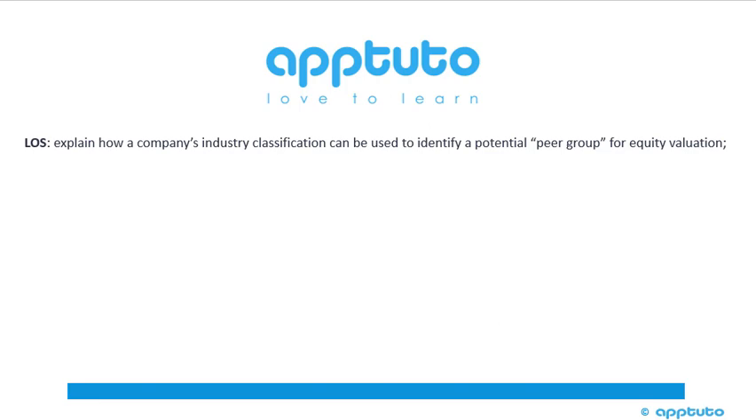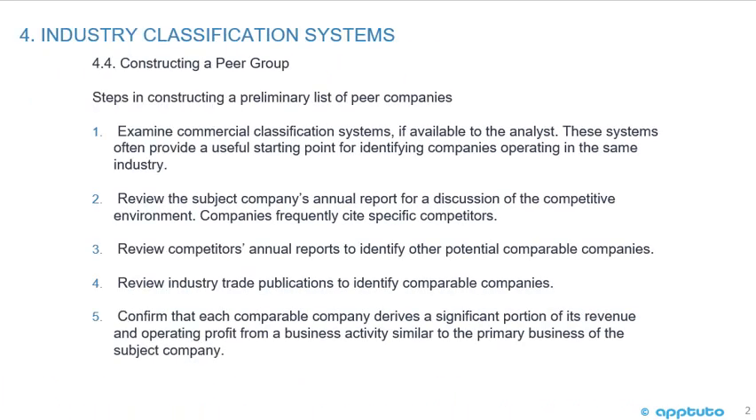This LOS is to explain how a company's industry classification can be used to identify a potential peer group for equity valuation. Industry classification systems. Constructing a peer group. The steps in constructing a preliminary list of peer companies are as follows.